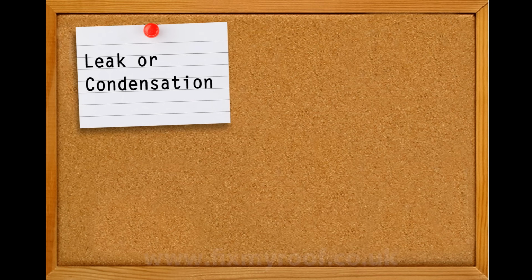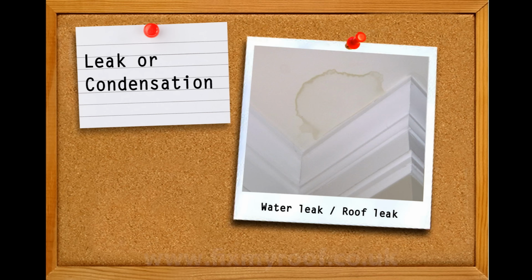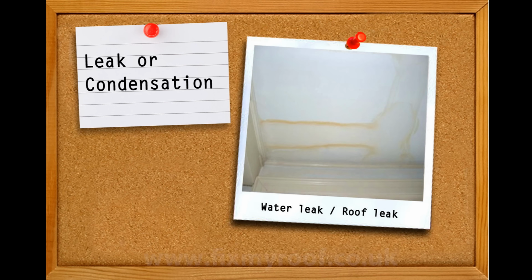Just before we get started, let's look at a typical stain left by a roof leak. This is to help differentiate between a roof leak and a condensation mark. Notice the light brown coloration, almost as if tea has been spilt onto the ceiling. This is a sign of a water leak from a roof or plumbing in almost over 80% of cases.